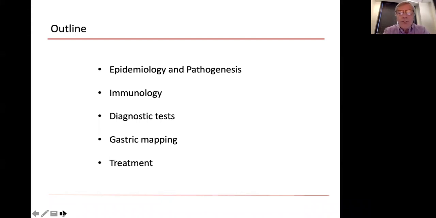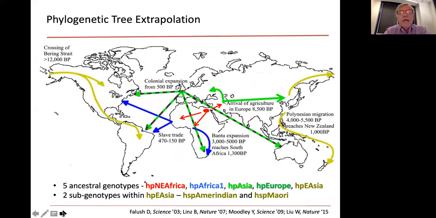create a phylogenetic tree, or an evolutionary tree, that is really based upon differences and similarities in the base sequences of these 8 genes. And this allowed them to extrapolate from the genes a phylogenetic tree. And using this phylogenetic tree, they were able to show in a series of beautiful work published in Science, Nature, and eventually in PLOS Pathogens.